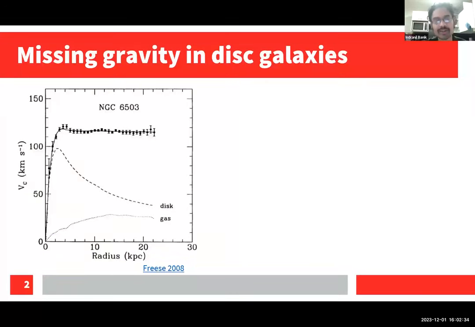So just to give an introduction, this is the rotation speed of a galaxy as a function of distance from its center, the so-called rotation curve of the disk galaxy, New Galaxy Catalog 6503. So that's observations. The problem is that in Newtonian mechanics, the expectation is that the rotation curve would do something like this, which is wrong. But why is it wrong?